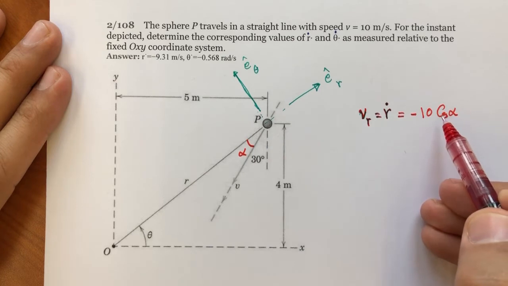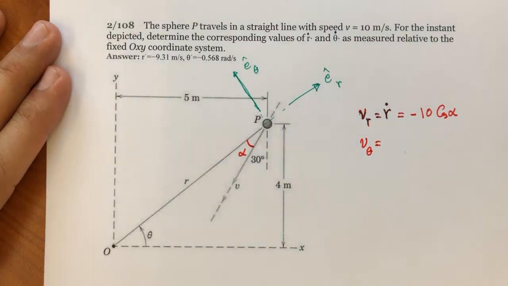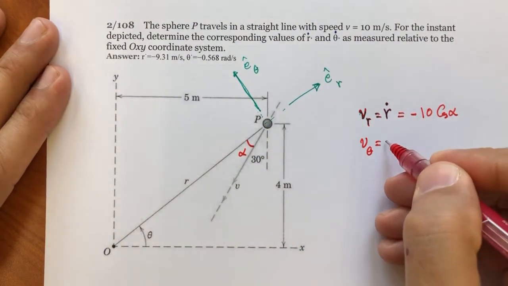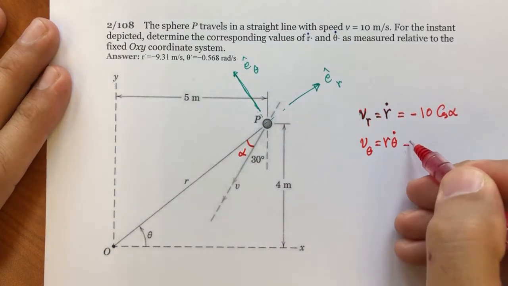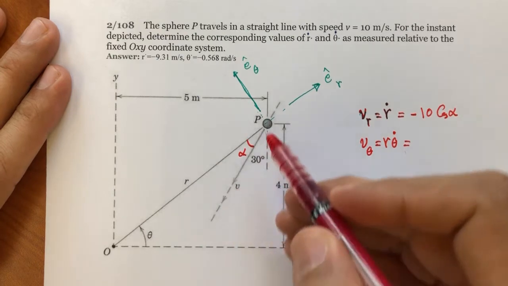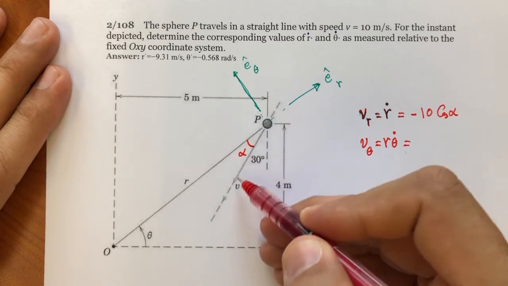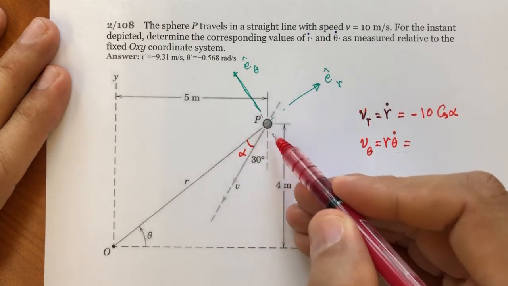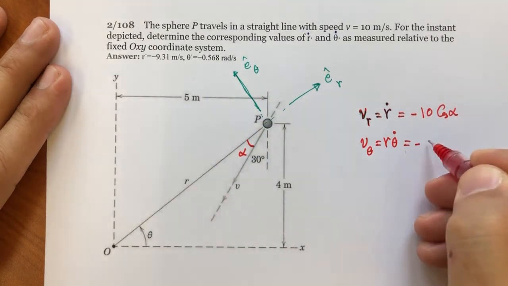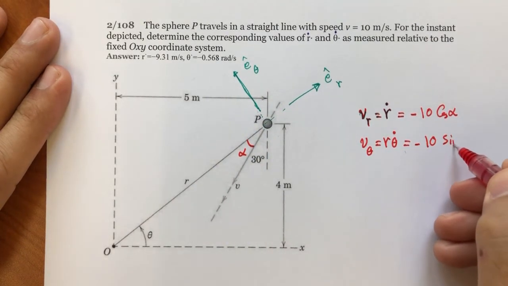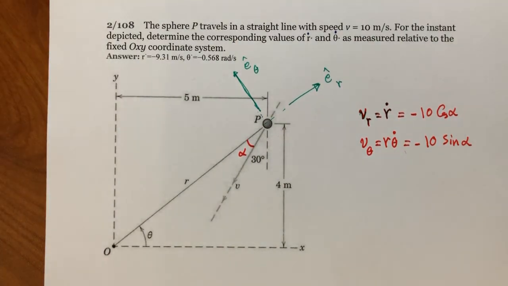And in the same way, velocity in the theta direction, based on the equations which you saw in the previous video, is r theta dot. And in this problem, the component of the velocity in the theta direction, perpendicular to r, is going to be velocity times sine of alpha, but in the negative direction with respect to e theta. So it's going to be negative 10 times sine of alpha. But what is this alpha? We need to find this alpha.